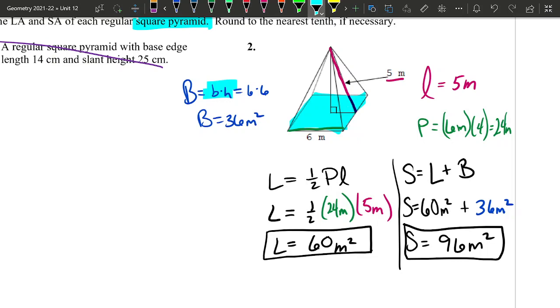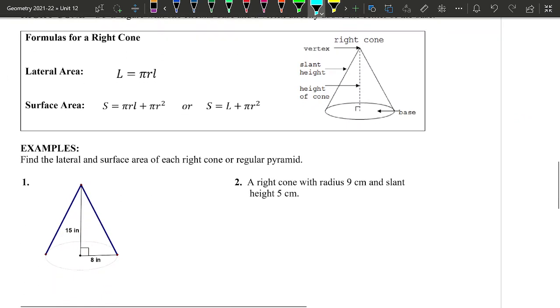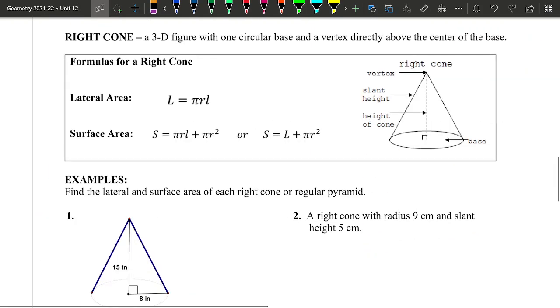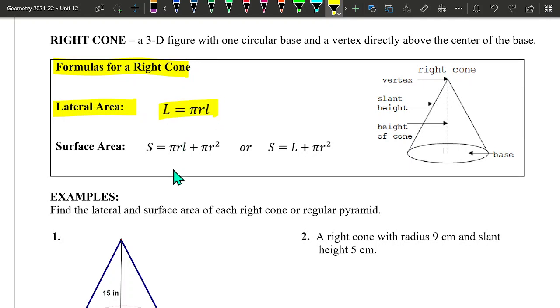And then on the back, we're going to look at cones. So a cone is a pyramid that has a circular base. So the formulas for a cone: lateral area is pi r L. R is radius, L is slant height. And then surface area, you take the lateral area and then add the area of the base, pi r squared.